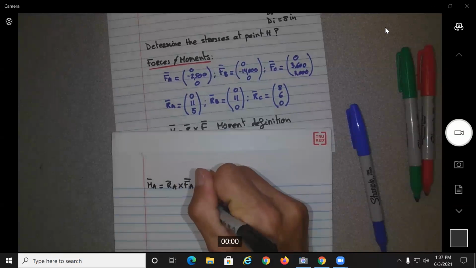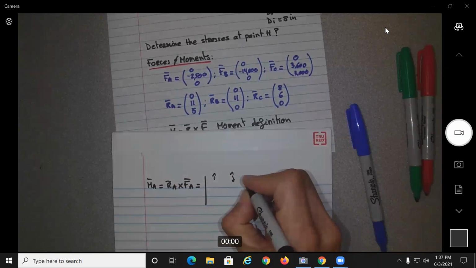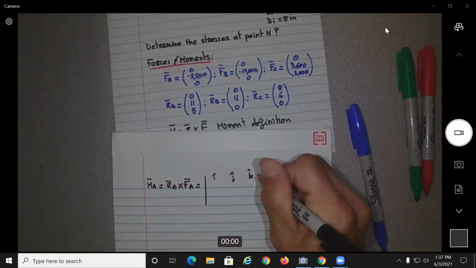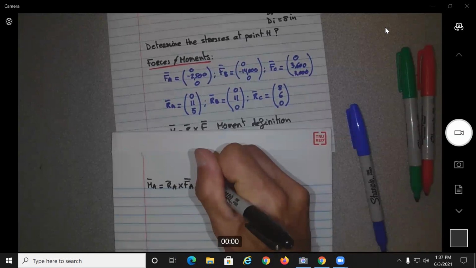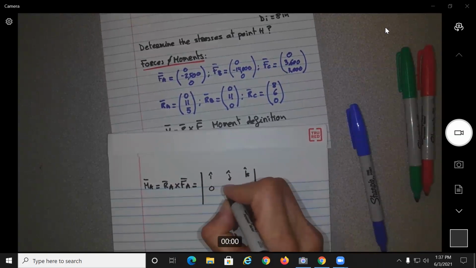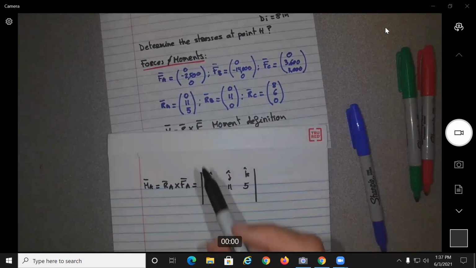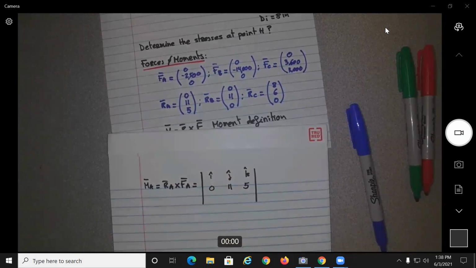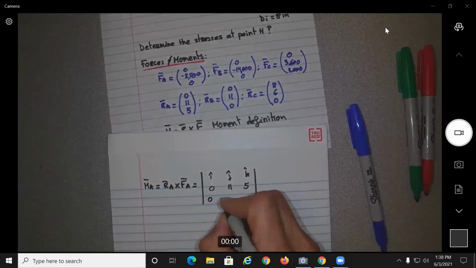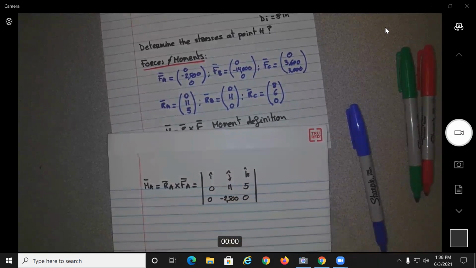So if we write that mathematically, what do we have? I, J, K. Then we need to put point A, which is 0, 11, 5. Okay, 0, 11, 5. And F sub A, which is 0, negative 2500, and 0.